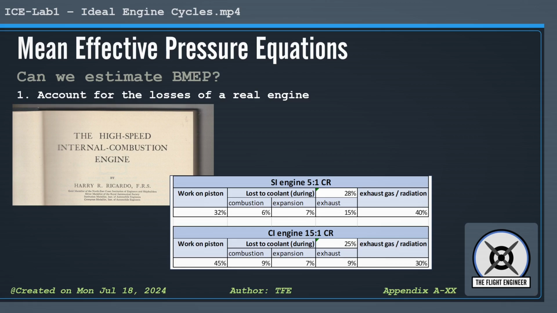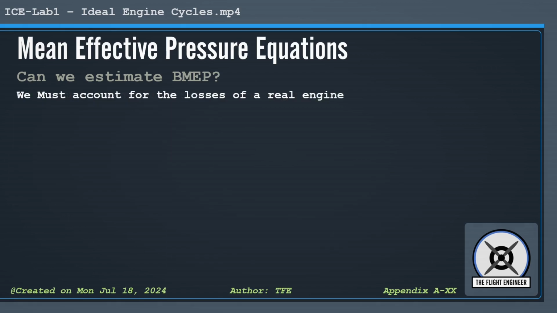Just reading through his book and pulling out some of the critical factors, we can see on a spark ignition engine with low compression ratio, we've got about 32% useful work with a lot going to the exhaust and some to the coolant. And then with a higher compression ratio compression ignition engine, we've got a lot more useful work out of that, and then a lot less loss to coolant and exhaust gas.